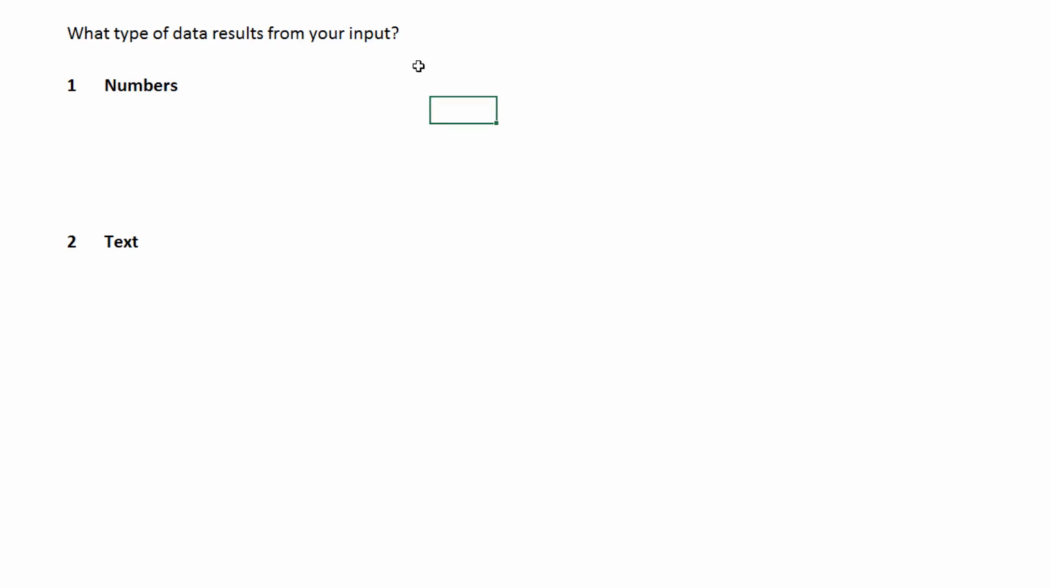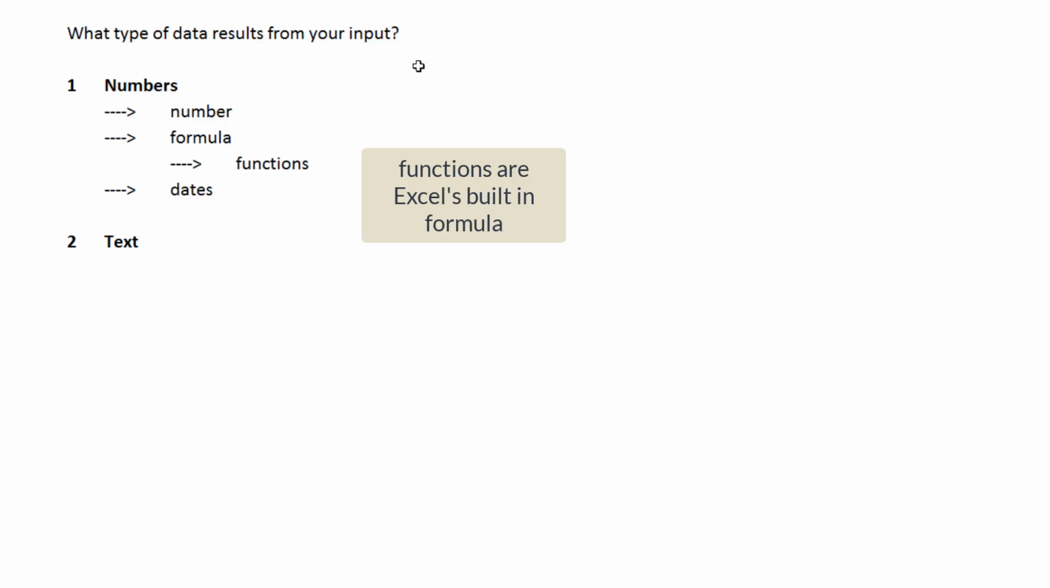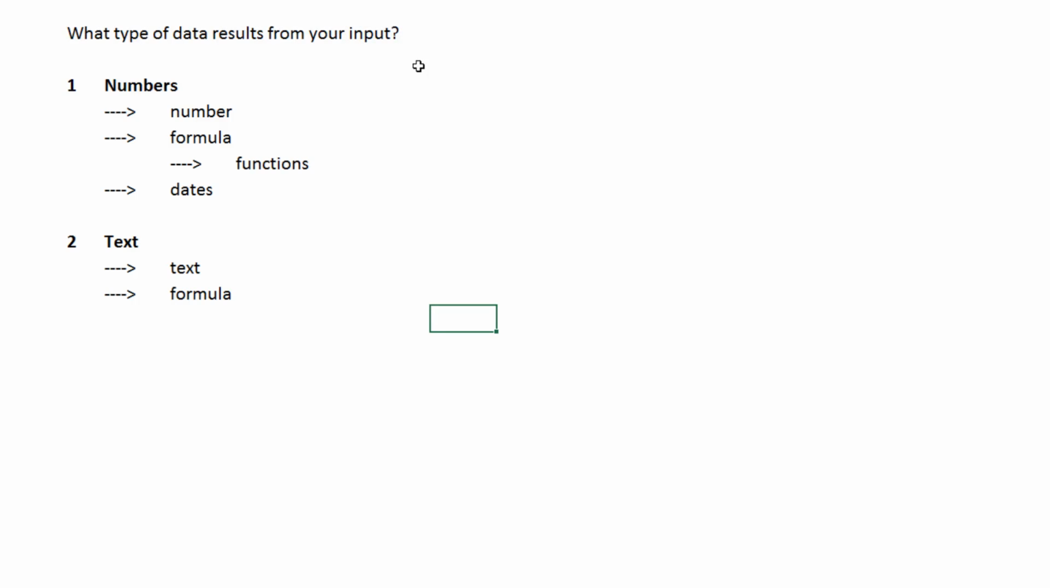So what type of data is the output? Almost everything is either going to be a number or text. Types of numbers, well, you're very simple, plain vanilla 1, 2, 3, 4. Then we've got formula and functions. And finally, we've got dates. Most of the time, if it's not a number, your output is going to be text. But it could be formula or, again, functions.